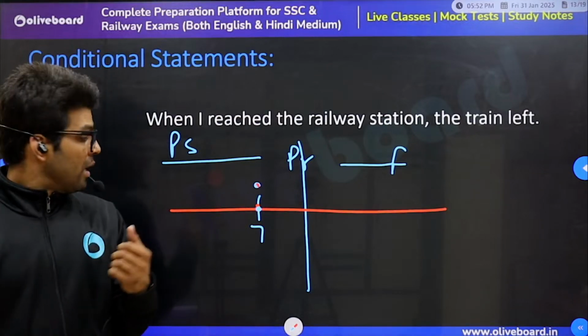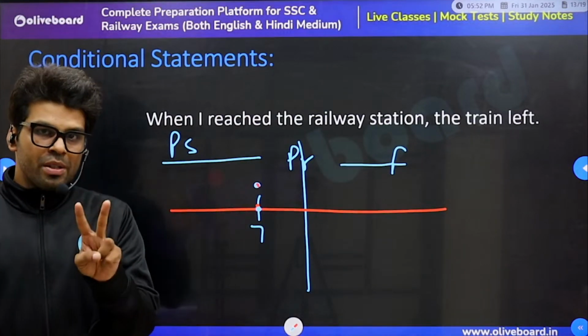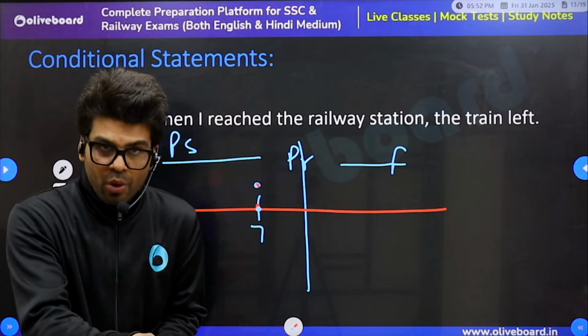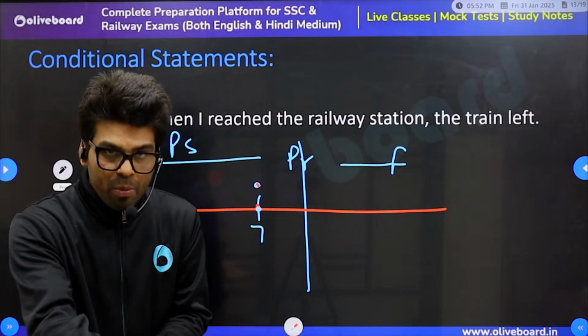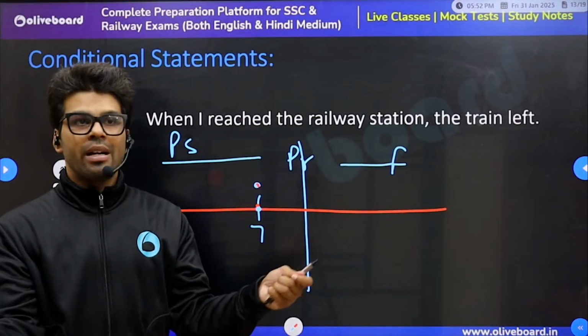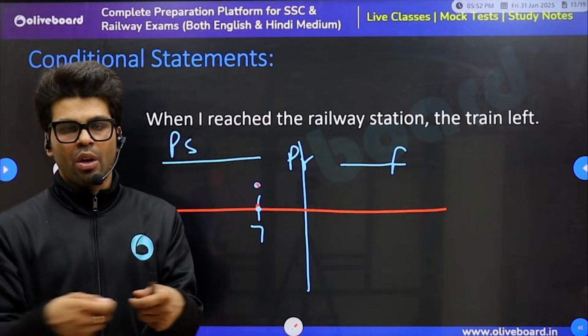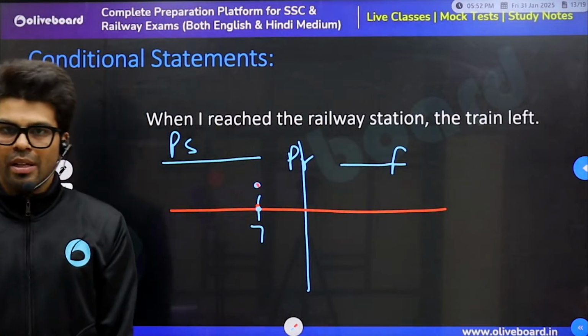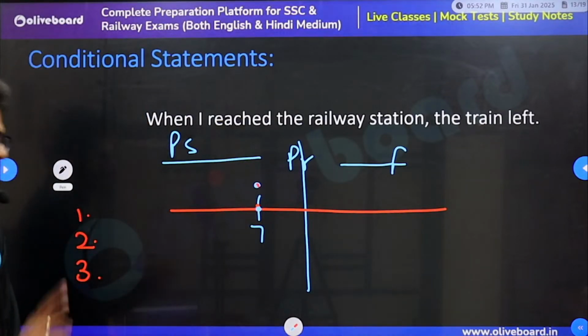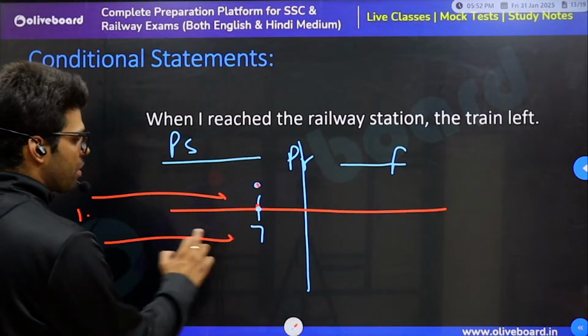So, both actions happening at the same time. When I reached home, when I opened the door, I found the lights on. I found the television on. I found the laptop on and such. Fine. Both at the same time. That is the first possibility.